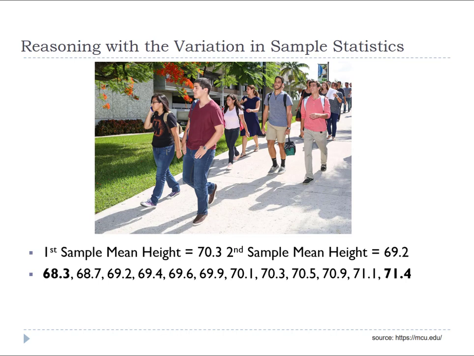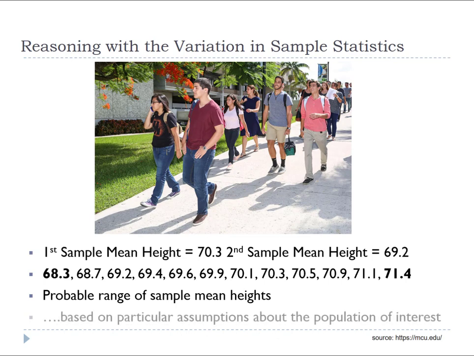In reality, the 12 sample mean heights you observe may not vary as much as we see in this hypothetical example. If you were to repeat this process a very large number of times, this is a probable range within which you would expect most of your sample means to fall. However, the variation in sample means you expect in each sample is based on making particular assumptions about the characteristics of the population of interest.